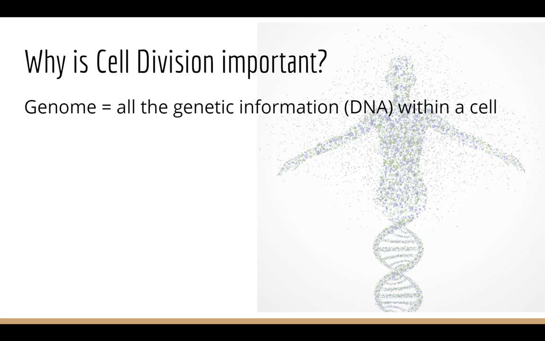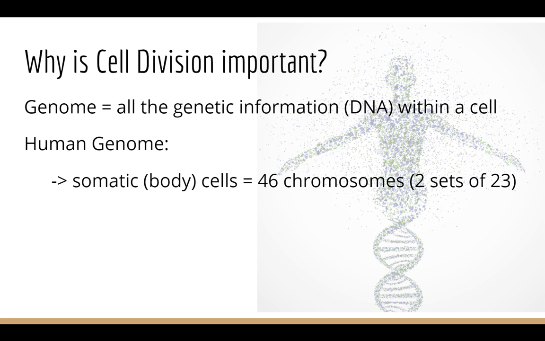So the word genome you'll hear on and off throughout this unit. The genome just means all of the genetic information within a cell, okay? So it's the entire thing, your entire genetic code. The human genome is divided into 46 chromosomes. So your DNA is not just one big long continuous strand. You have 46 strands of DNA in each of your cells that are your chromosomes. Half of them came from your mom, half from your dad. So you have 2 sets of 23.